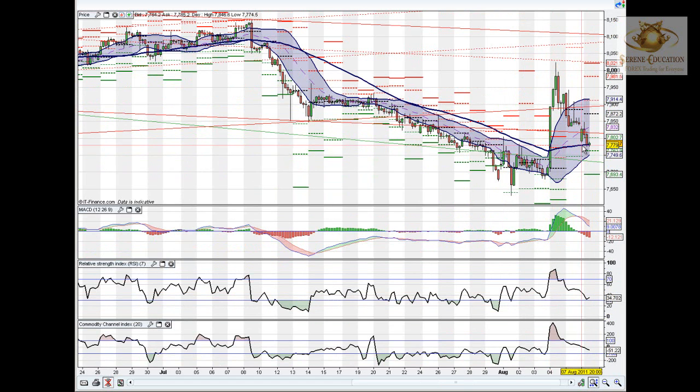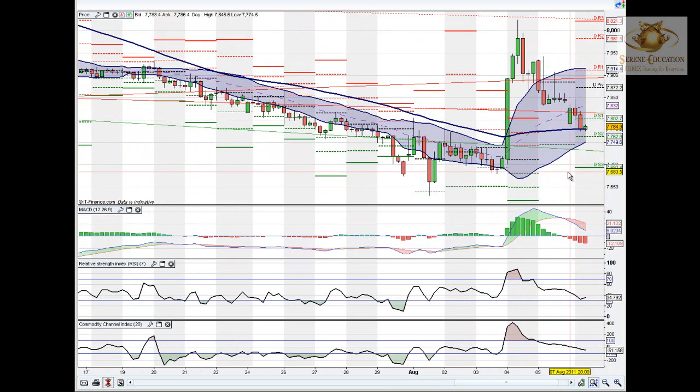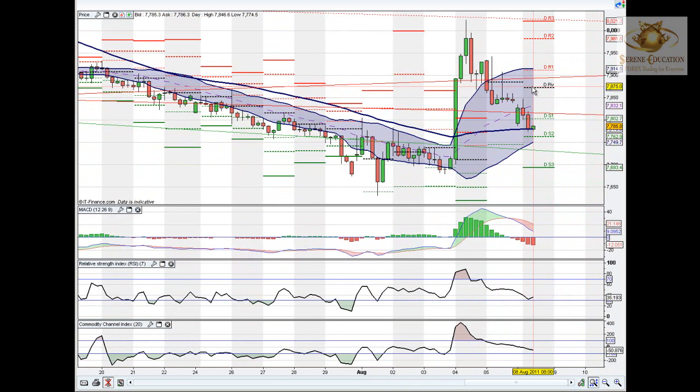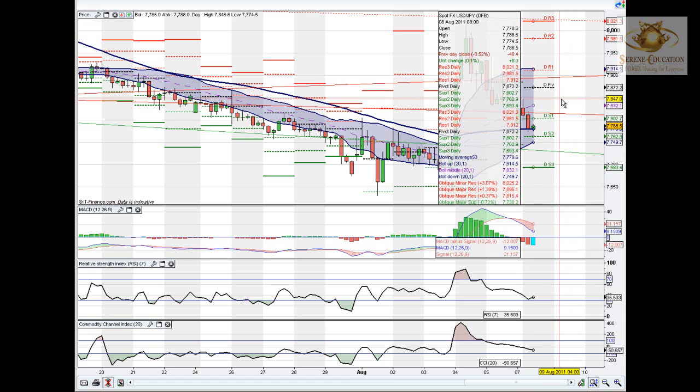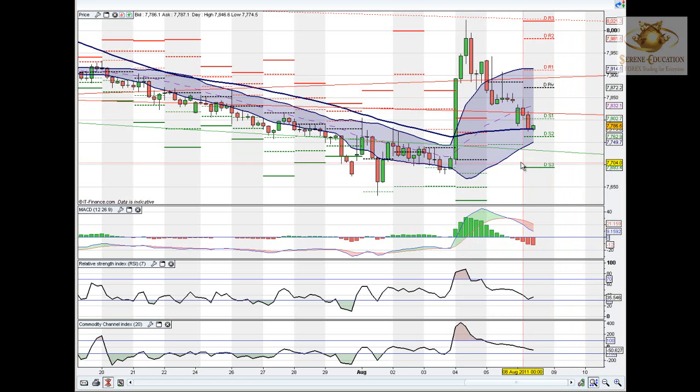Until such time as we see price posting higher highs, we'll still be looking for further downside moves. You can see the daily pivot is still above us, depicting a negative trend is in play, so we should be looking for possible further shorting opportunities.